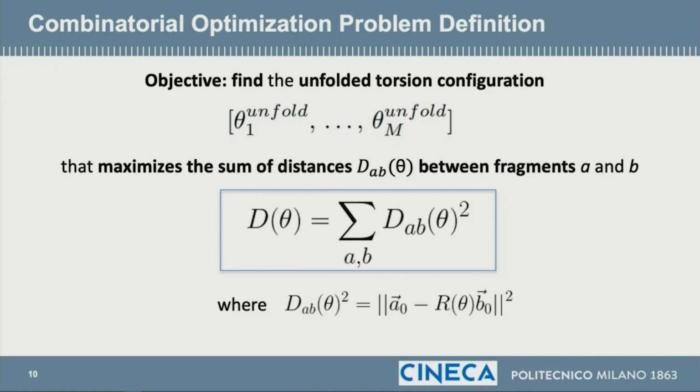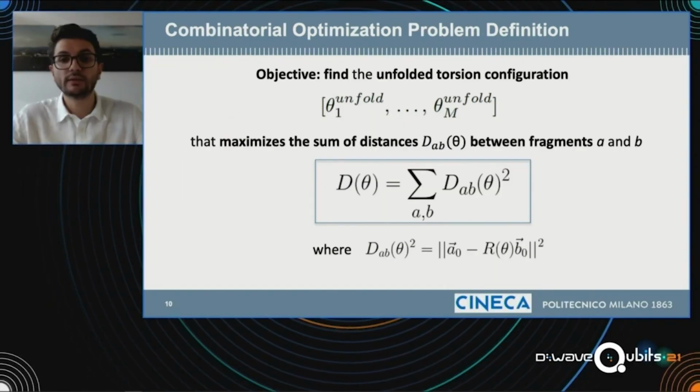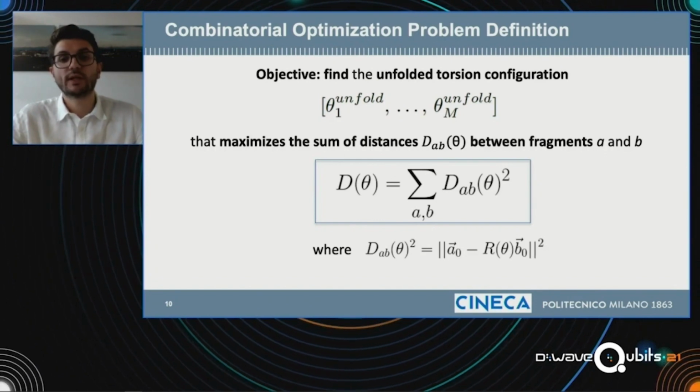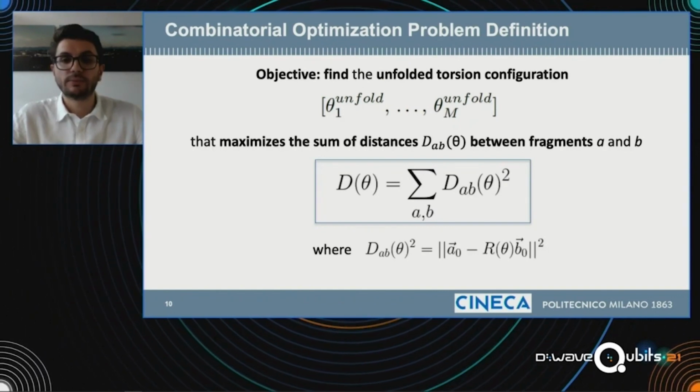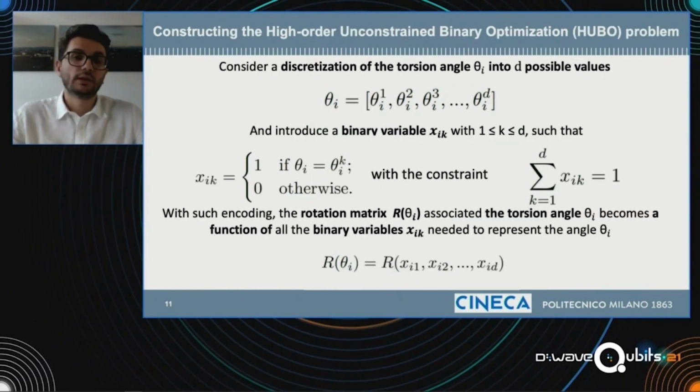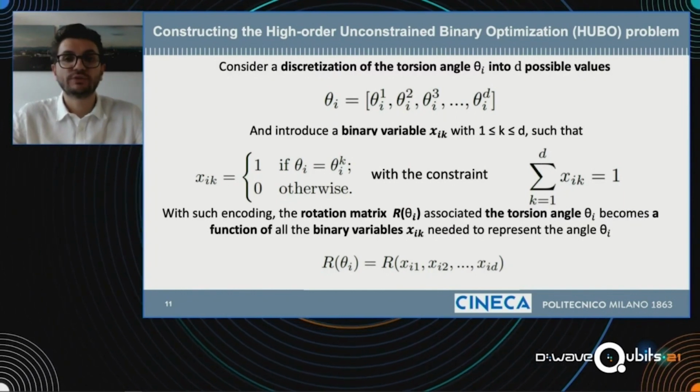Okay, so what does it mean to find the unfolded torsion configuration in a mathematical way? It means that we need to find the set of assignments of the angles theta 1 to theta m that maximizes the sum of the distances AB between fragments A and B inside the molecule. The total distance will be the sum of these distances between fragments A and B squared, where the distance AB squared is the squared modulus of fragment A in its initial position minus the rotated position of fragment B.